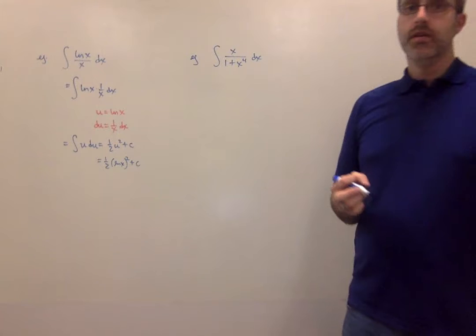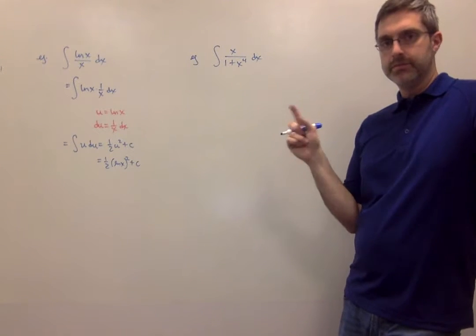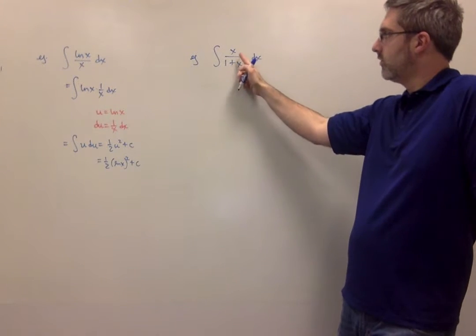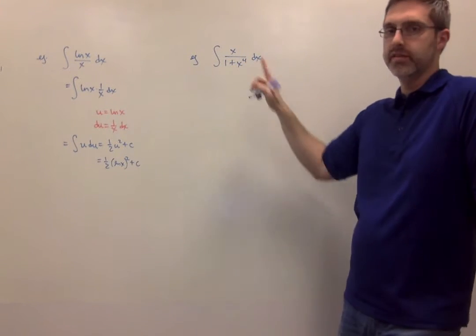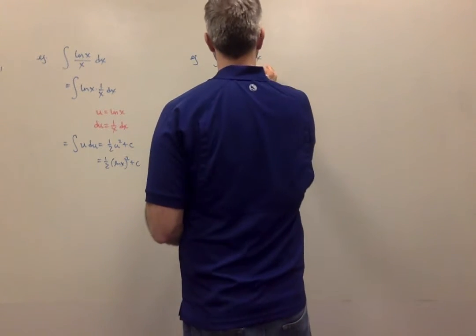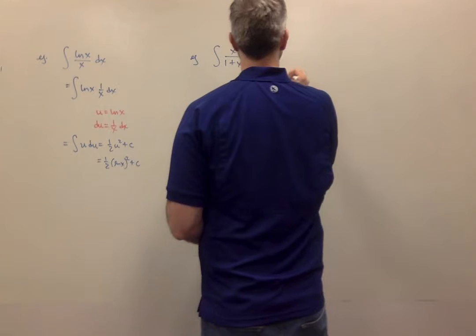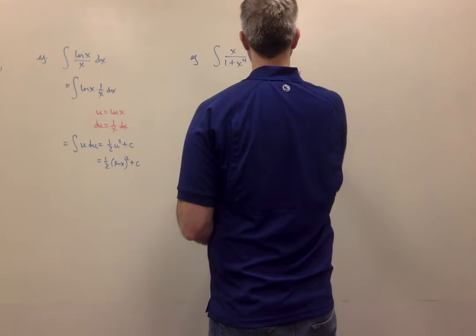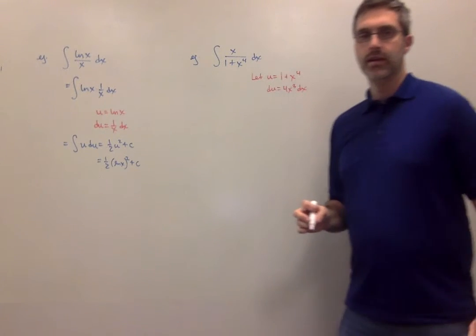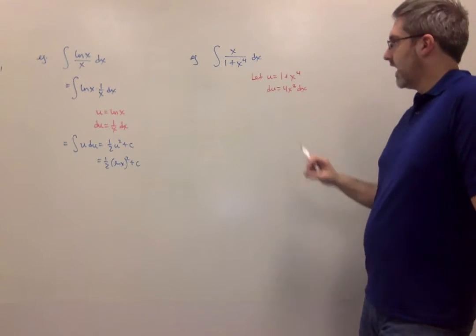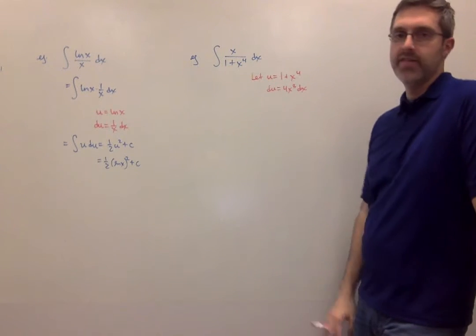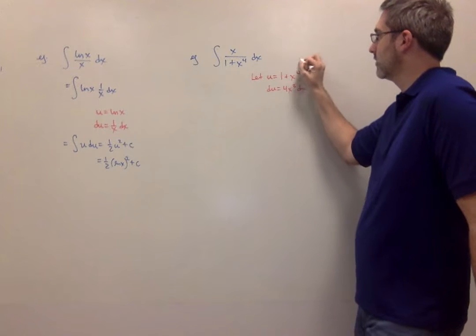Okay. So in this example, you might think I've got a 1 over 1 plus x to the 4th. So if I were to let u equal 1 plus x to the 4th, my du is going to be 4x cubed. Now what's the problem there? I don't have an x cubed sitting up here, x cubed dx. I don't have that. I only have an x dx.